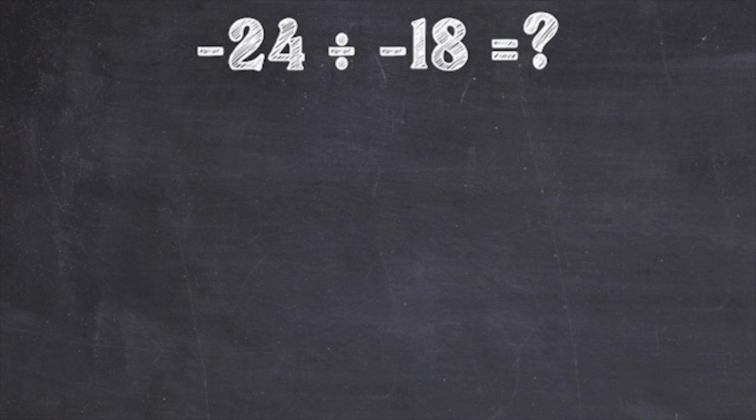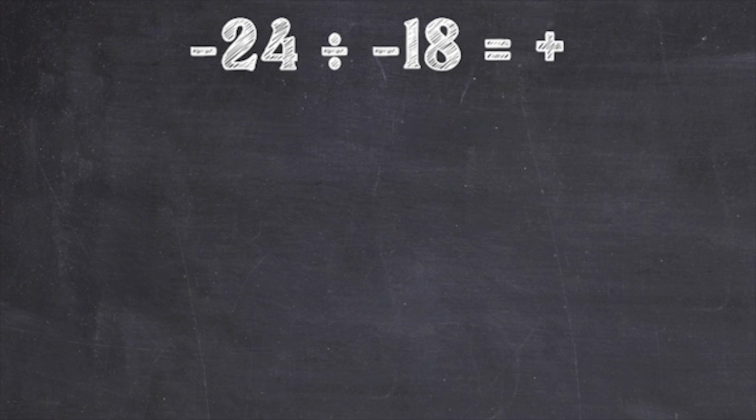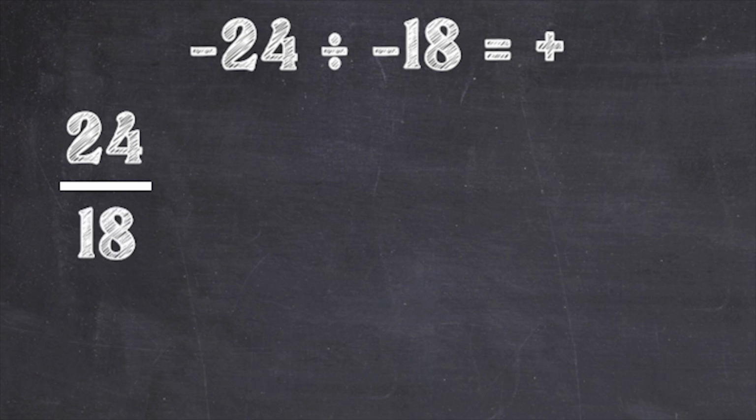Since -24 and -18 are both negative, we will get a positive number. So, let's write down a plus sign to start our answer. Next, we need to divide +24 by +18, but that doesn't lead us to a nice number. That is, an integer. So let's just leave it as a fraction and reduce as much as possible.